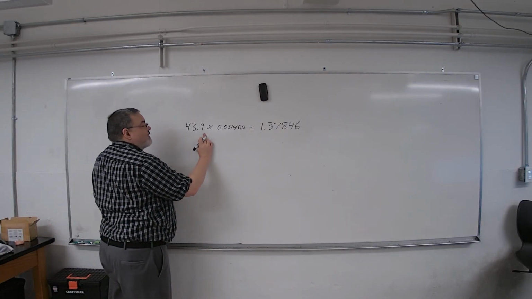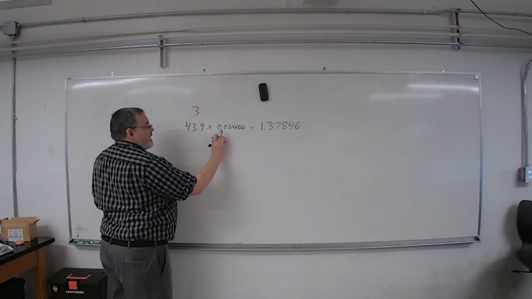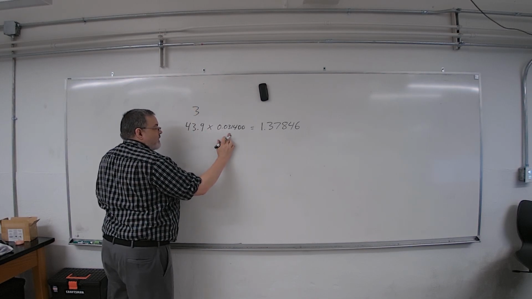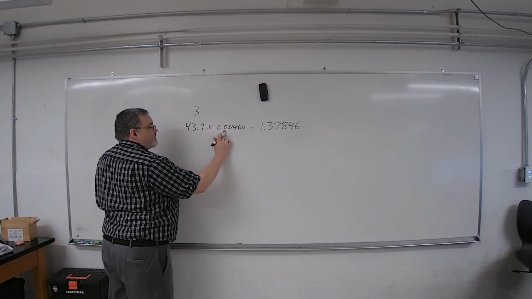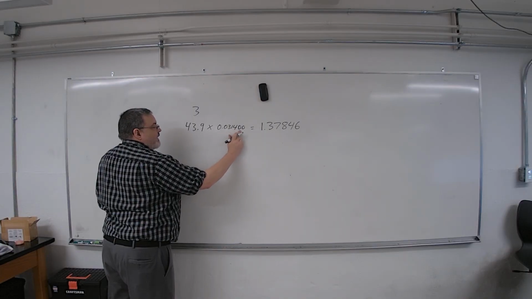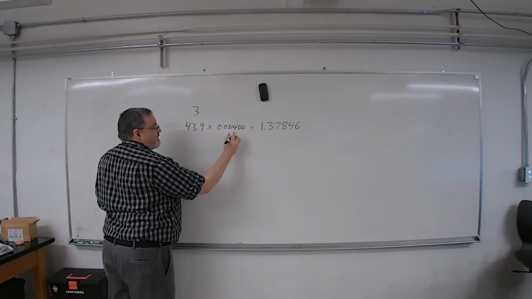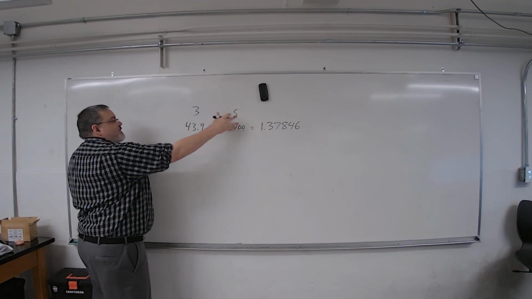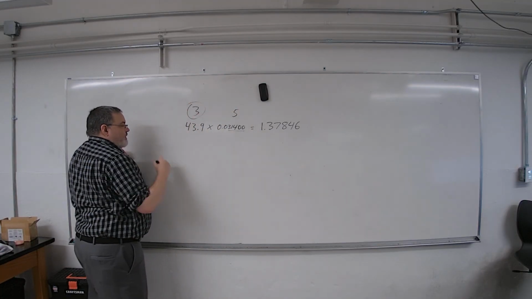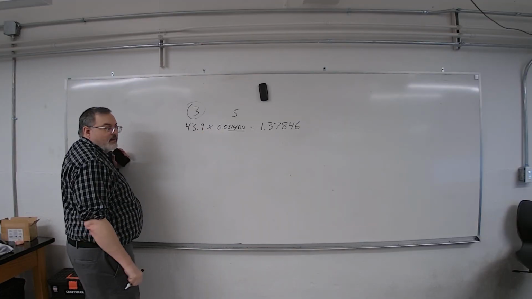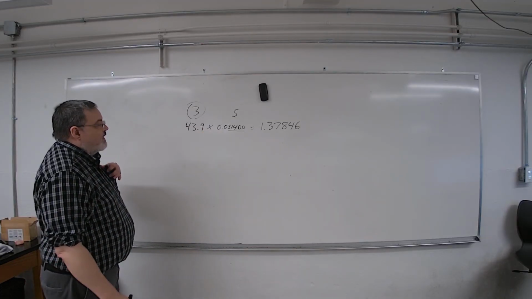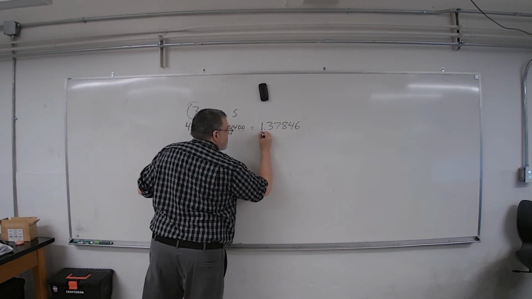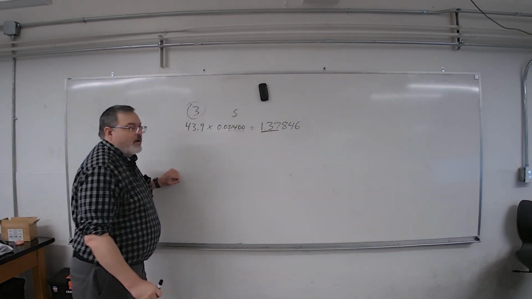How many significant figures here? How many here? There's 5. These don't count. These count. And the writer of the number put this here, so those are 5 significant figures. The lowest number of significant figures is 3. That's what my answer needs to be. So 3 significant figures, it's those 3 I'm keeping.